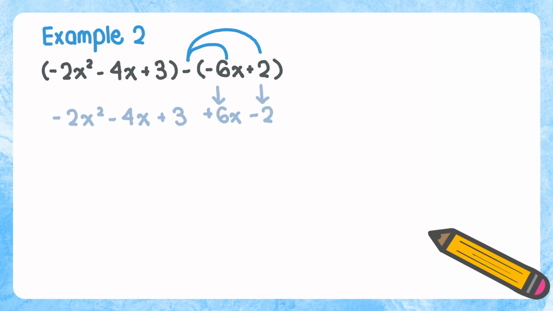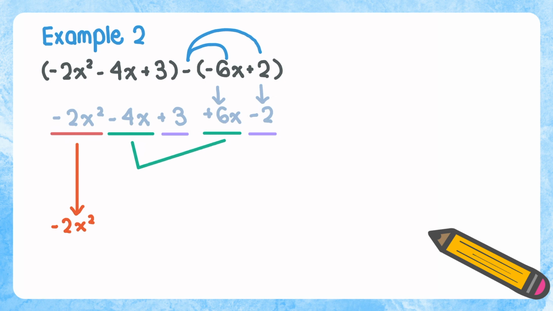Okay, so now we can start combining like terms. So negative 2x squared is the only quadratic we have here. And then notice here we have two linear terms, the negative 4x and the positive 6x. And then we have the two constants, the positive 3 and the negative 2. Since we can't combine negative 2x squared with anything, that's just going to come down. And then we can combine these terms right here.